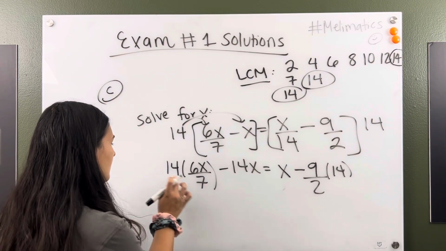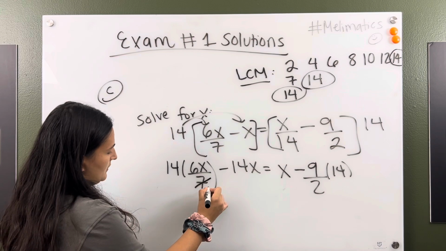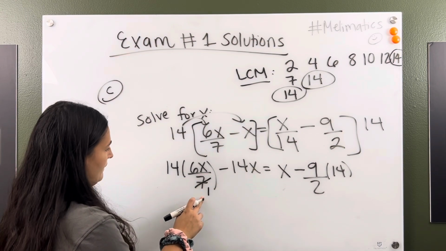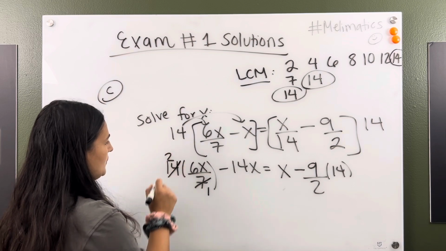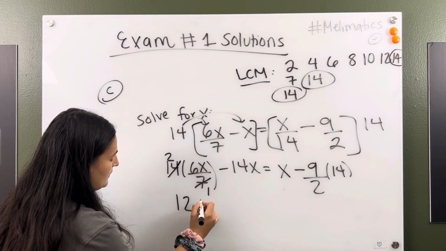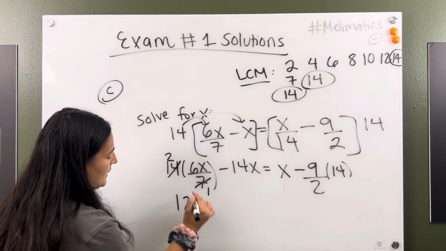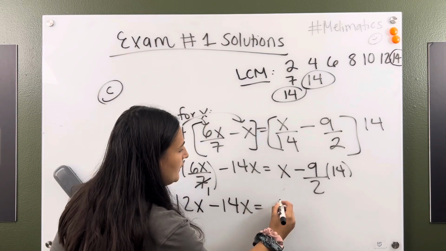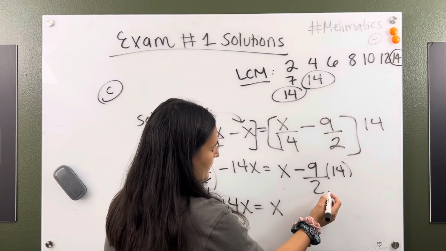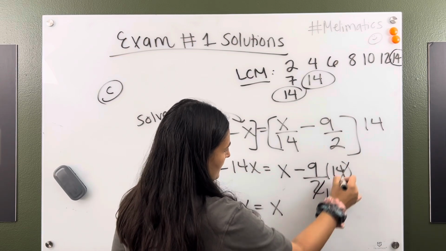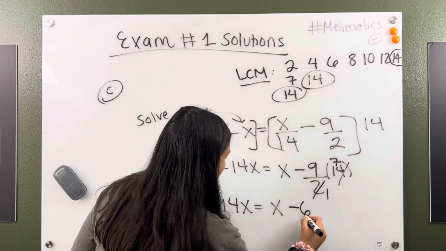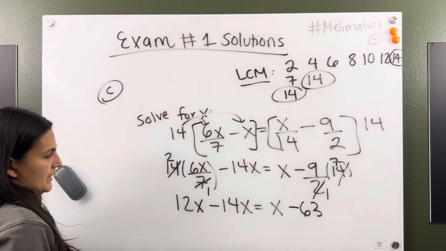Okay, so 7 and 14 are both divisible by 7. Sorry, 7 divided by 7 is 1, and 14 divided by 7 is 2. So that's just 2 times 6x, which is 12x. And then over here, 2 and 14 are both divisible by 2, so this becomes a 1, this becomes a 7. And what is negative 9 times 7? Negative 63.